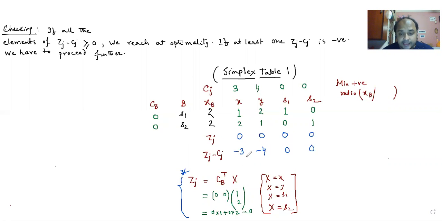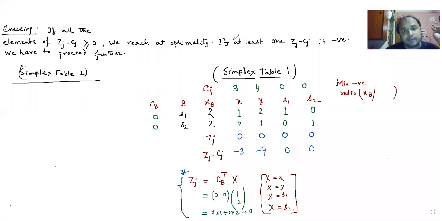Now you see that this particular Zj minus Cj contains not one but two negative numbers, minus 3 and minus 4. So by this rule, in no way is this simplex table 1 the optimal table. So we have to proceed further. We have to construct another simplex table. So let us write simplex table 2 just beside simplex table 1.